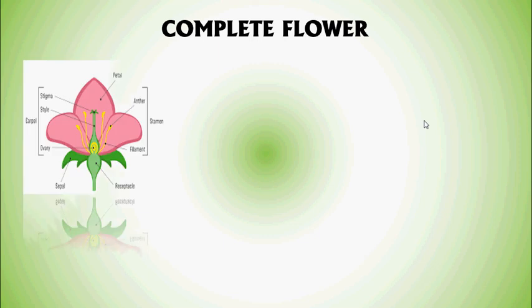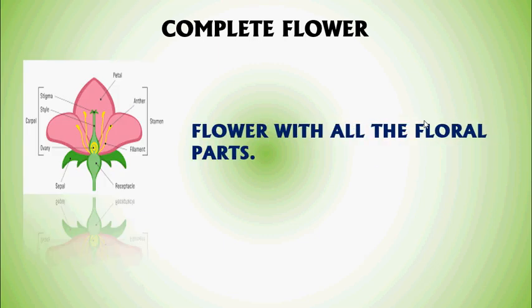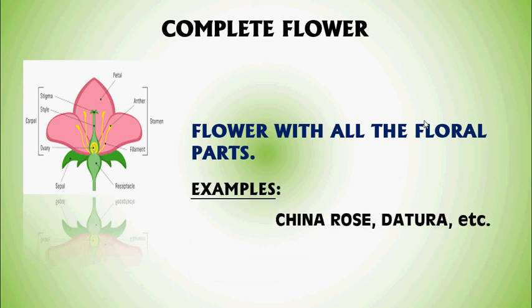Complete flower. A flower with all the floral parts such as calyx, corolla, androecium and gynoecium. Such flowers are called complete flowers. Examples: China rose or hibiscus, datura, etc.